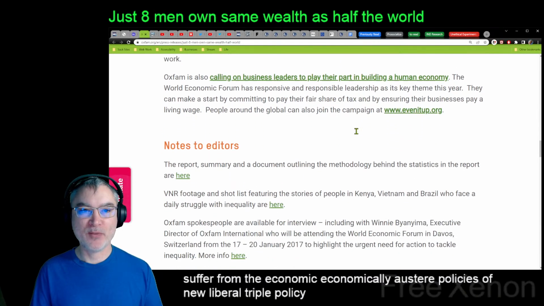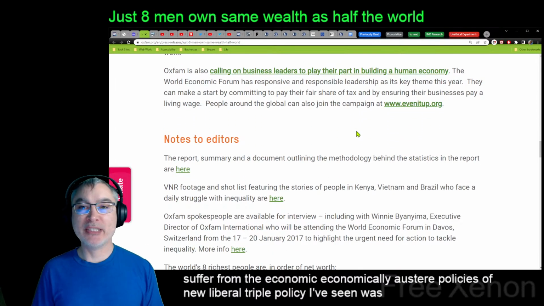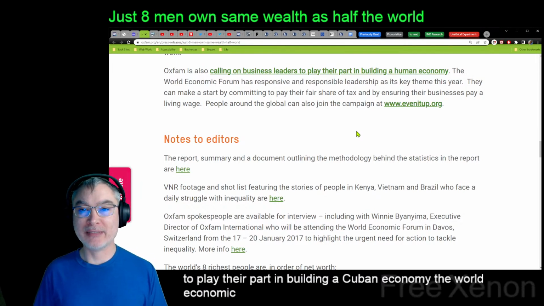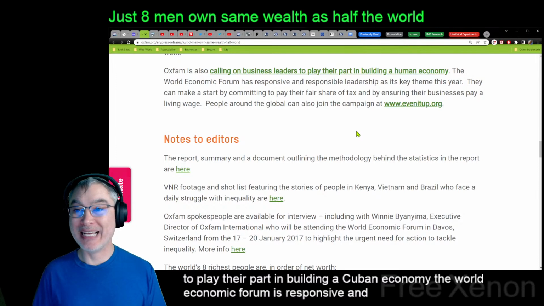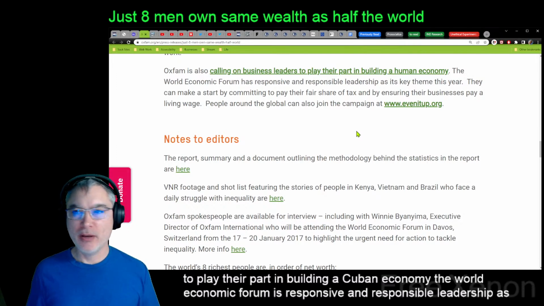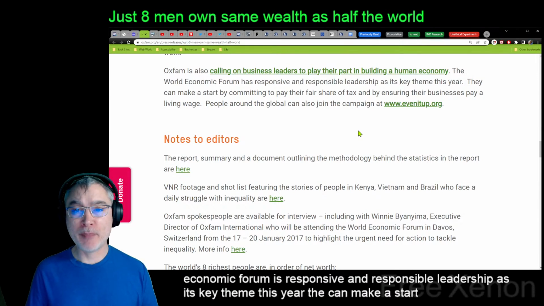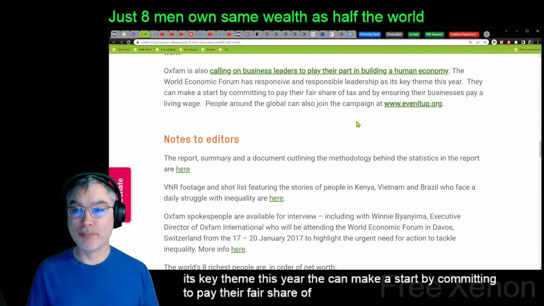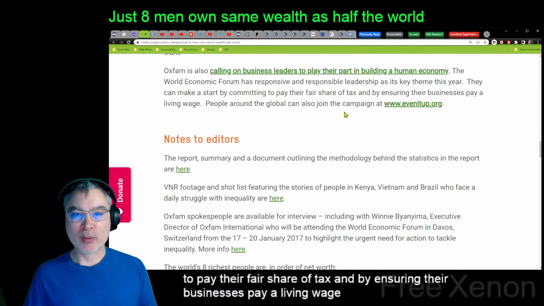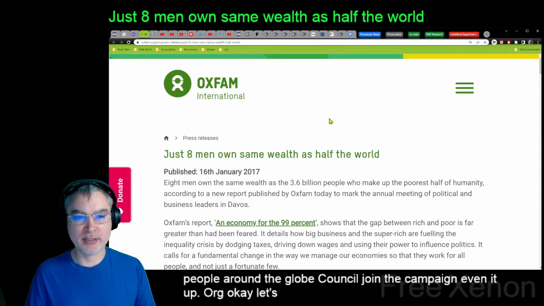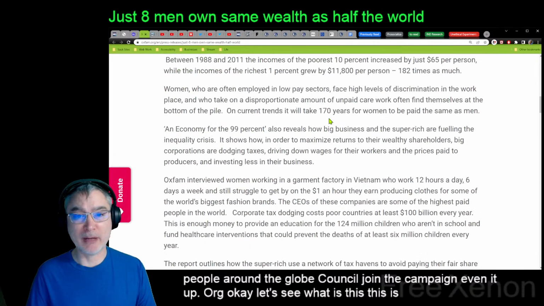Oxfam is also calling on business leaders to play their part in building a human economy. The World Economic Forum has responsive and responsible leadership as its key theme this year. They can make a start by committing to pay their fair share of tax and by ensuring their businesses pay a living wage. People around the globe can also join the campaign. Okay, when is this? This is in 2017 as well, so this is a while ago.